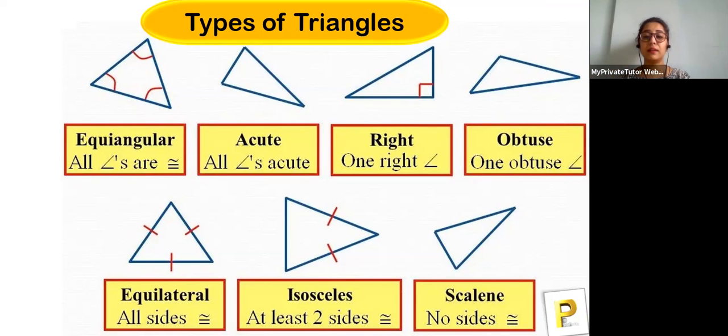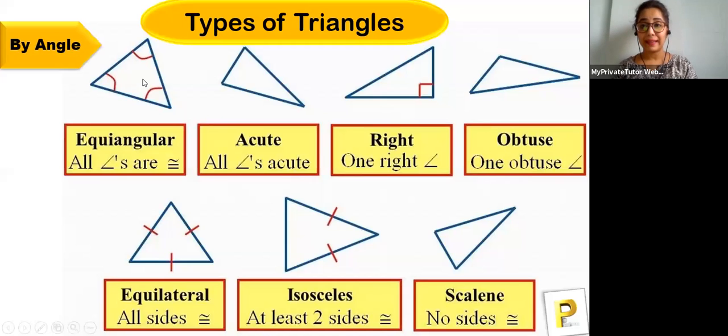Types of triangles are classified according to two parts. The first part is on the basis of angle. What does that mean? According to the angles of the given triangle, we can classify the triangles. The first we have is equiangular. Equiangular means that all the angles of the triangle will be equal. Okay, so all angles are congruent, that is equiangular.